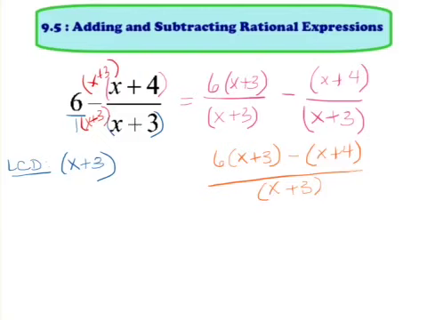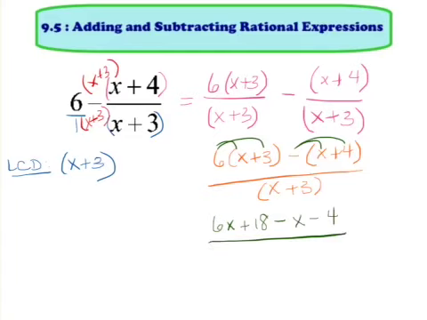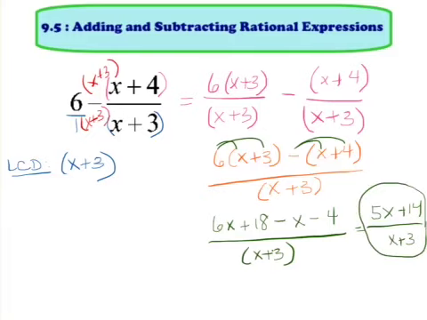Now what I need to do is simplify and combine like terms. So I'm going to distribute. I get 6x plus 18. And then, since I have subtraction, I need to distribute that as well: minus x minus 4. When I combine all my like terms, 6x minus x gives me 5x, and 18 minus 4 gives me plus 14, all over x plus 3. And here's my final answer.